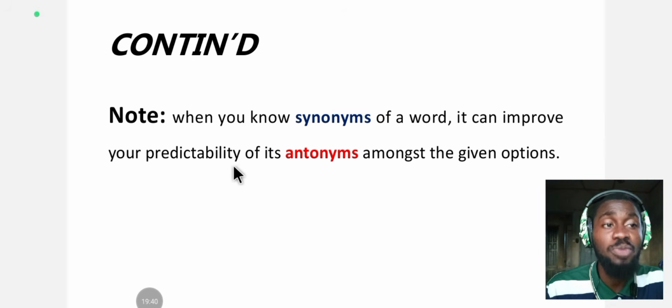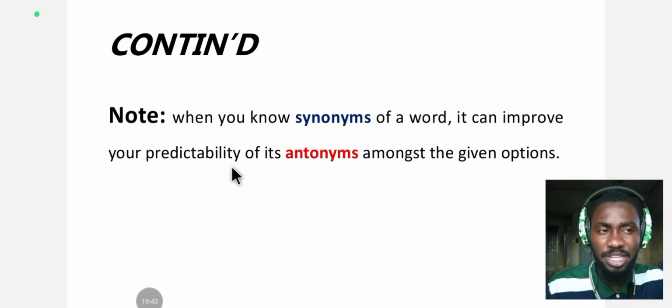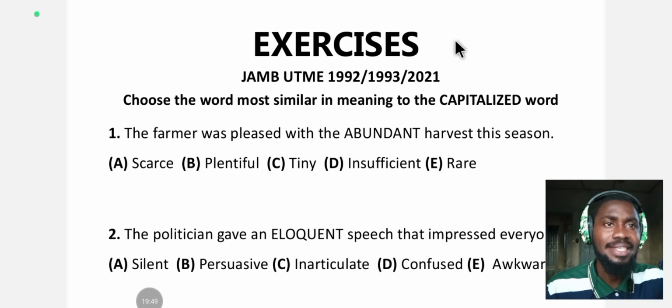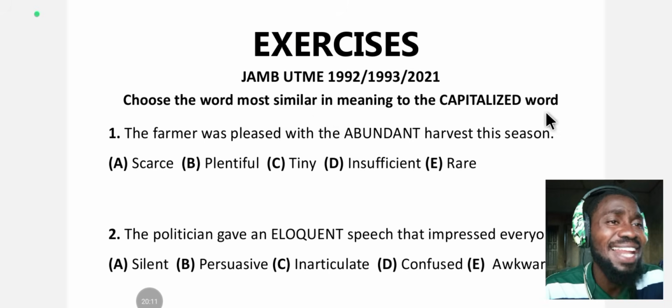With this, we have come to the end of the topic, synonyms and antonyms. Let's take some exercises to test the knowledge we've acquired so far. These questions were brought from JAMB UTME 1992, 1993, 2021. The instruction says, choose the word most similar in meaning to the capitalized word.